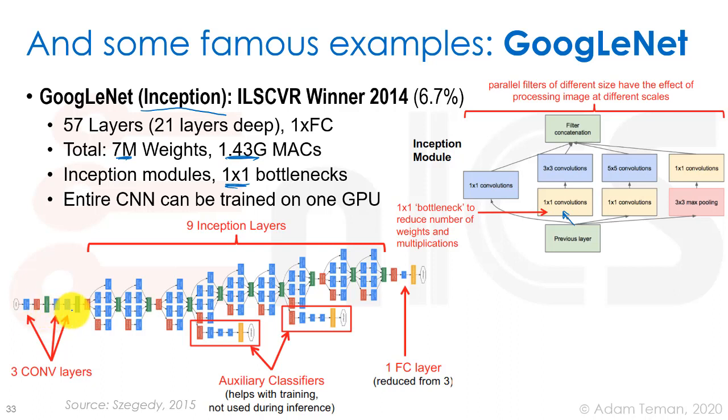And so you see that all of these little points here are inception layers that are done along the way. They also have these auxiliary classifiers, different places where they sample in the middle of the network and use it to calculate loss and help with training.